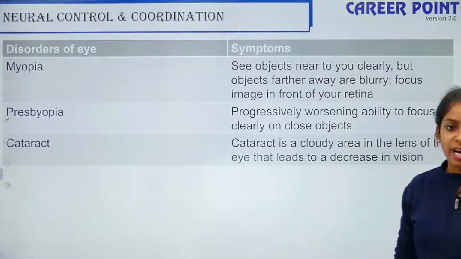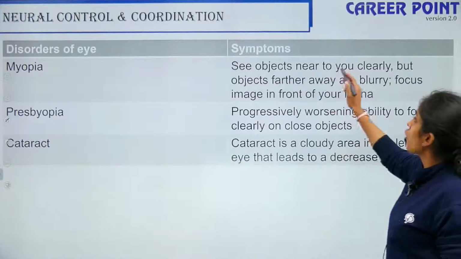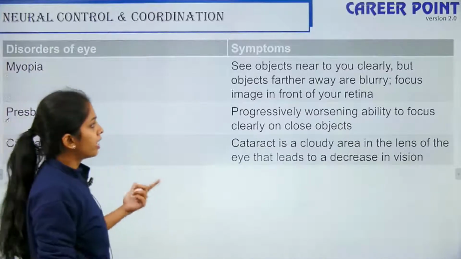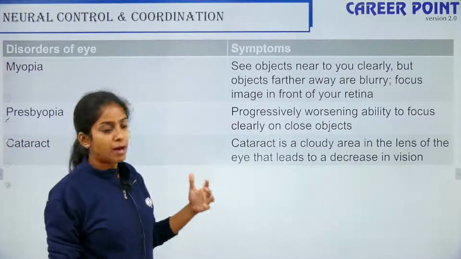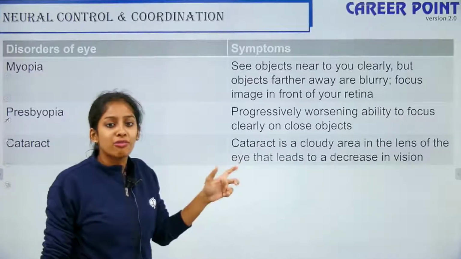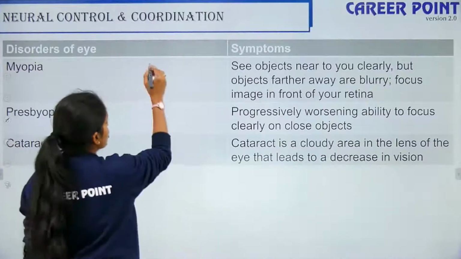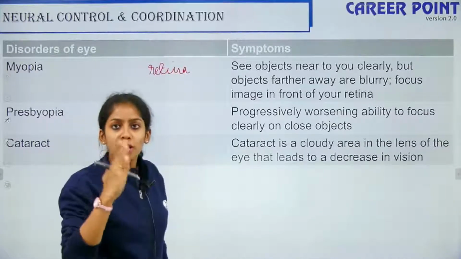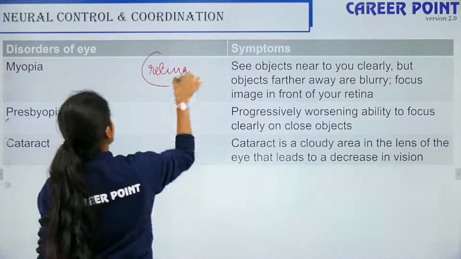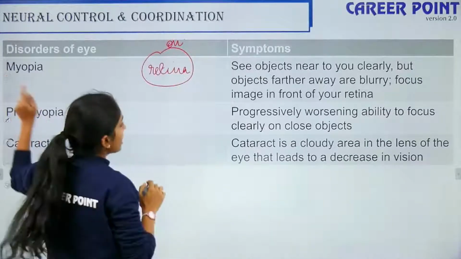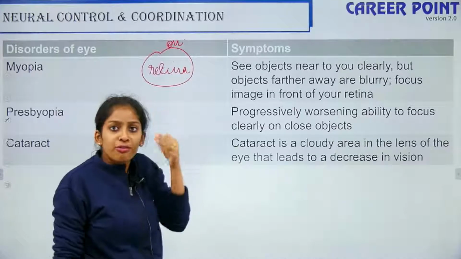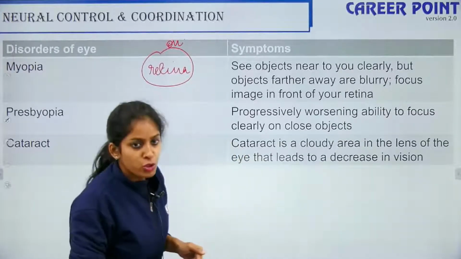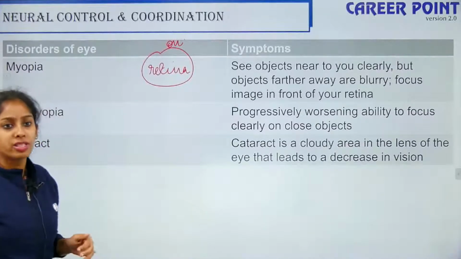The first one is myopia. In myopia, you see the objects near to you clearly, okay? But objects far away are blurry. So the image that comes to you is focused in front of the retina. The image has to be on the retina. In a normal person's vision, the image is focused on the retina. So in case of myopia, the image is in front of the retina. So we can only see the images that are close to us. So myopia is also known as short-sightedness.